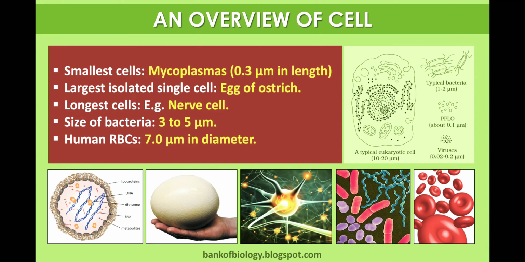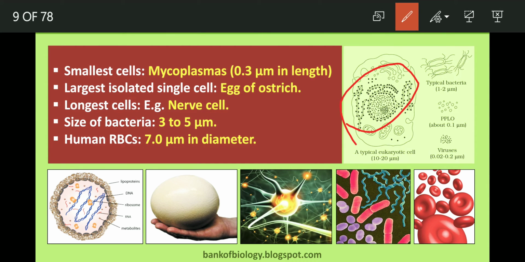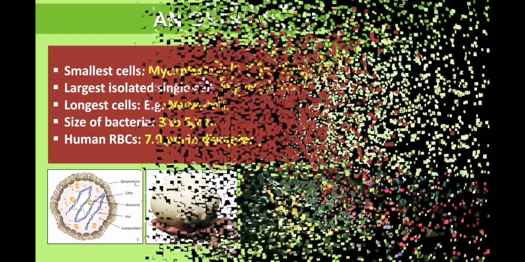This is the structure of a typical eukaryotic cell. And this is the structure of bacteria, which have a size of 1 to 2 micrometer, and this is a pilus of about 0.1 micrometer. And viruses, the size of the viruses is about 0.02 micrometer. They are so small in size.